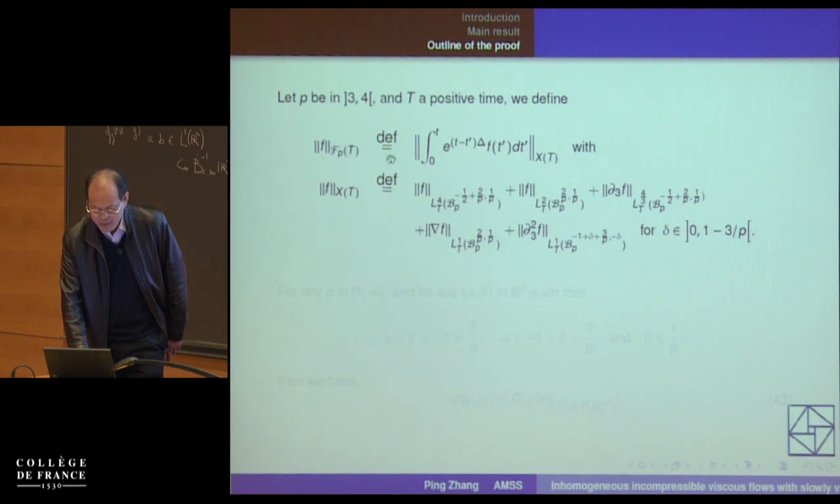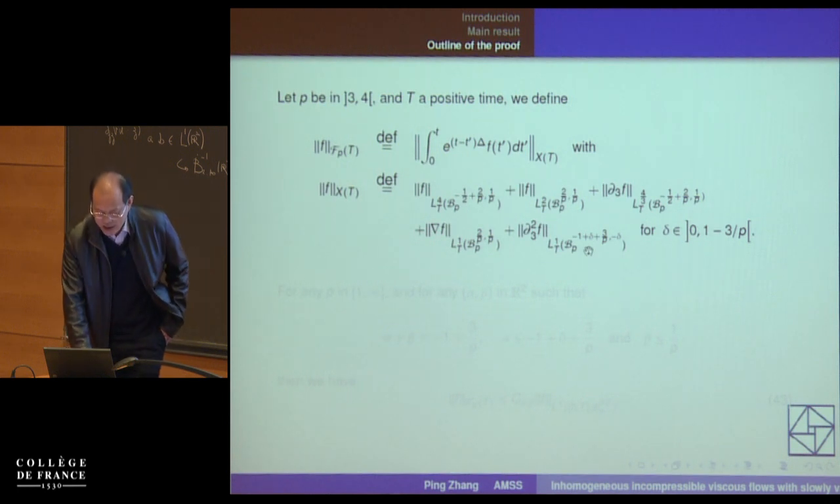In this case, for p between 3 and 4 and t positive time, we denote this F_p of t, which equals the integral from 0 to t of e to the (t minus t prime) Laplacian acting on f of t prime, dt prime, in this X_t norm. And this X_t norm equals L4 with respect to time in this space of space, and L2 in this space of space. But partial 3 belongs to L4 over 3, and the gradient of f is L1 in this space of space, and the partial 3 squared of f is in this space of space.